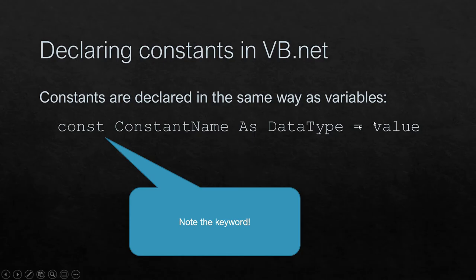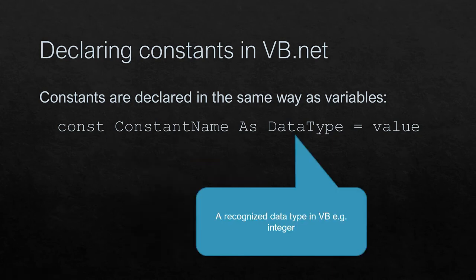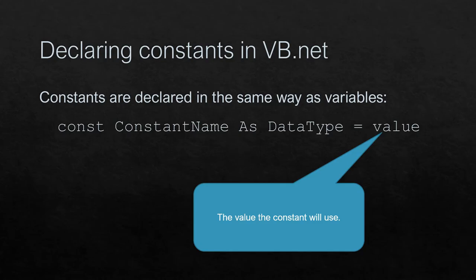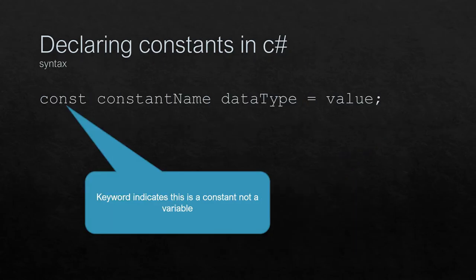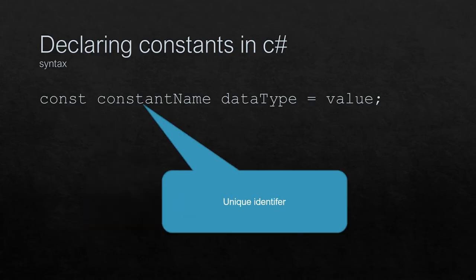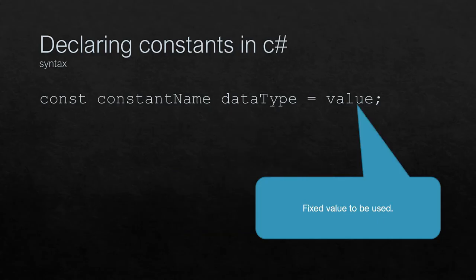and the key difference here is that we must specify a unique keyword. We need to specify a data type just as with a variable, and then at the end we specify the value the constant's being assigned, and remember this value cannot be changed. Now in the C# language, again we use the keyword const. We then give it a unique identifier, so a name. We give it a recognized data type, and at the end we say equals value, and again the equals value part is not optional. We have to specify it for constants, and statements in C# end with semicolons.